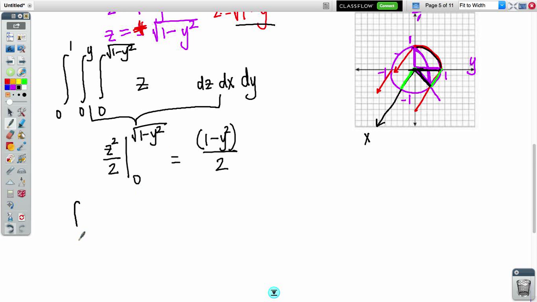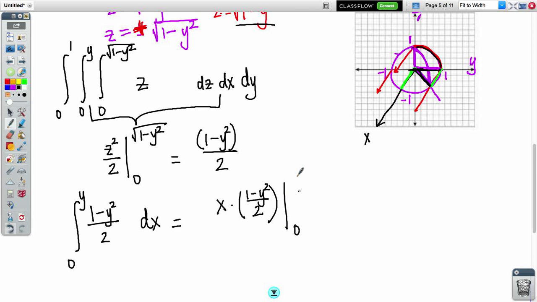Now I'm going to plug that into my second step, which is integrating from 0 to y, 1 minus y squared all over 2 with respect to x. Well, this is a little bit weird because there is no x in here. So this entire thing is just a constant. So my answer is going to be x times all of that, 1 minus y squared all over 2, and I'm evaluating x from 0 to y. Well, the 0 kills it all off, so really I'm only concerned about plugging in y, which makes this whole thing y times 1 minus y squared all over 2.